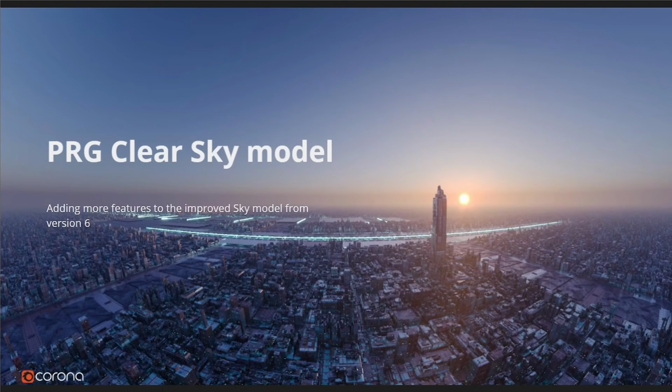What we're going to start talking about is the PRG Clear Sky model. Basically, this is about adding more features to the improved sky model that got introduced in Corona Render 6. The improved sky model got renamed in Corona version 7 and is now called PRG Clear Sky Model. And the PRG actually stands for PROG. Don't get confused here. This doesn't mean that we're simulating some sort of local Prague sky. The idea is that we're paying a little homage to the city of Prague, because that's where our main offices are, and that's pretty much where this sky model got invented.